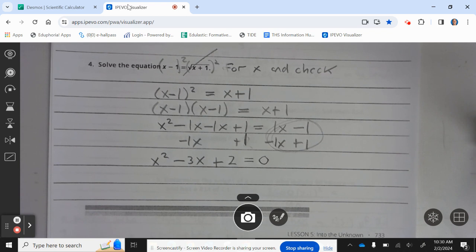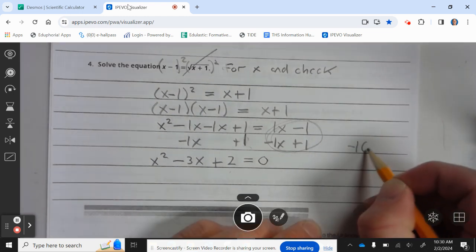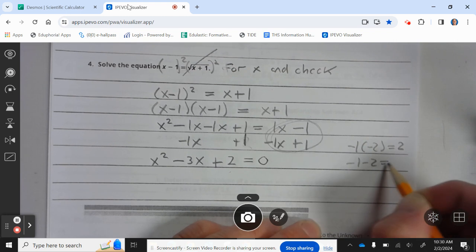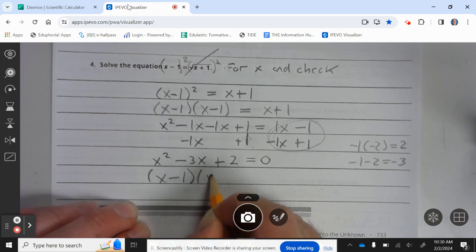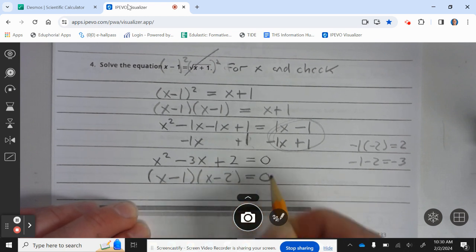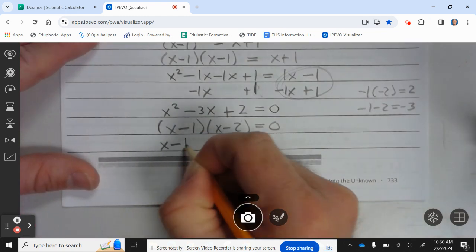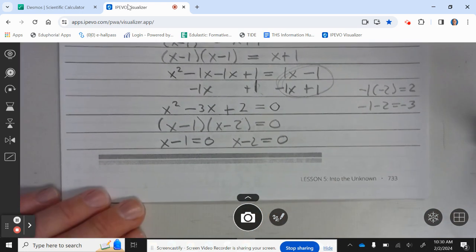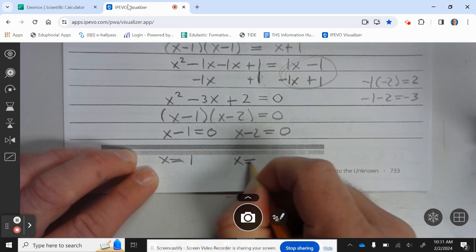Now we need to figure out what numbers multiply to give you a positive 2 and combine to be negative 3. So negative 1 times negative 2 is a positive 2. Negative 1 minus 2 is a negative 3. So our factors are x minus 1, x minus 2 equal to 0. So we set x minus 1 equal to 0, x minus 2 equal to 0. So x equals 1, x equals 2.